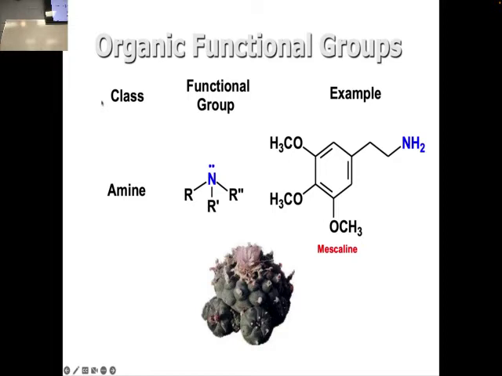It is an amine. Okay, very important functional group, in fact. This is mescaline, which comes from this cactus kind of stuff. It's a psychotropic drug. It's kind of related to methamphetamine, actually.